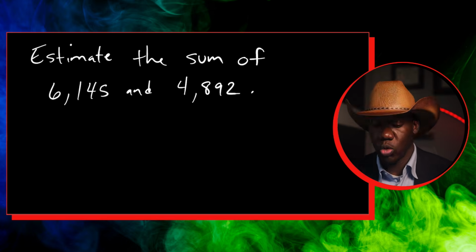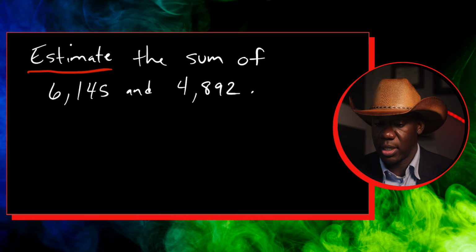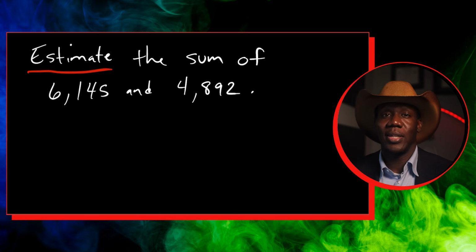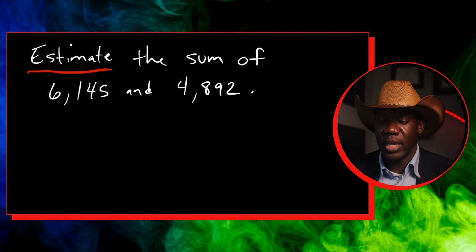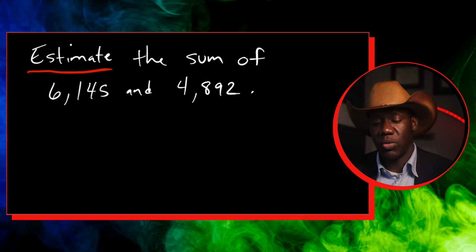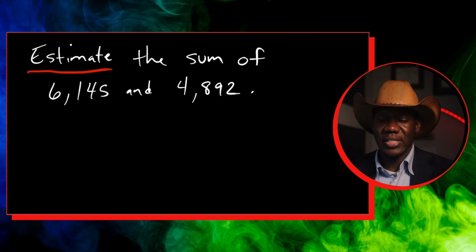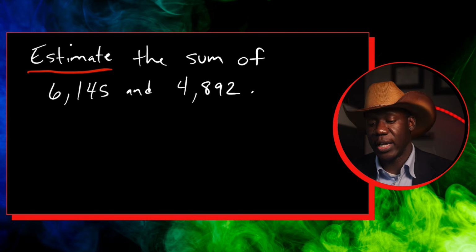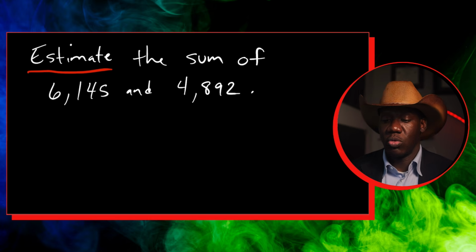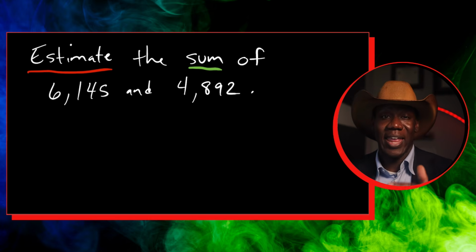All right. We have key terms here that are giving us directions on how we go about solving this problem. The very first word we see is estimate. That lets us know that we're not having to find an exact answer. And the main method we're going to use when we're estimating is rounding. We're going to use rounding to do these things. Now, if we continue reading, it says estimate the sum of 6,145 and 4,892. So sum is another key word. That lets me know right there we're going to add.